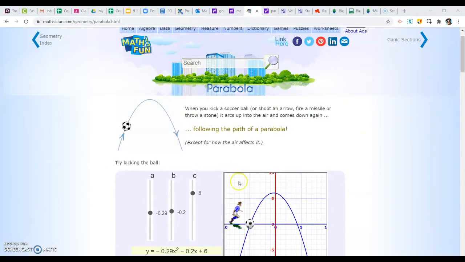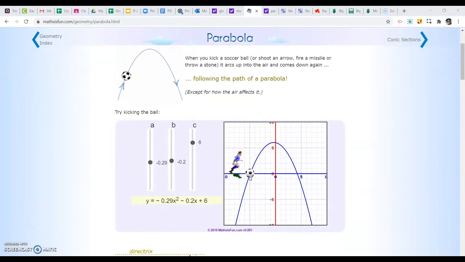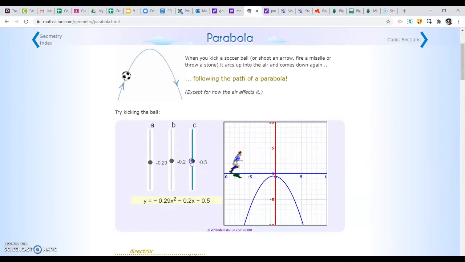So if we go over here, we're at mathisfun.com, and right here on this lesson on parabolas, they show an athlete kicking a soccer ball. And what you have is the general equation here. Don't worry about the values of the variables. We'll talk about that. Okay? But the idea is that each one of these affects it in some way.